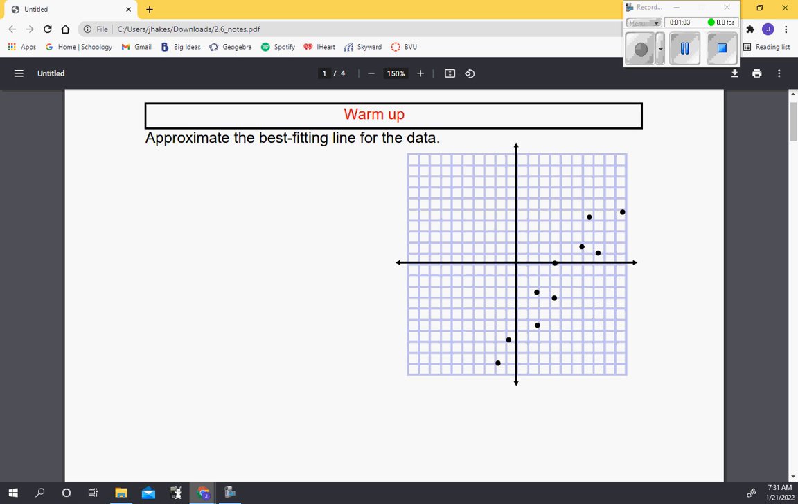All right. So this warm-up, we are approximating the best fitting line for the data. First thing you should do is try to draw a line through the middle of all those points. All right, there's my line. Now I'm going to look for 2 points on that line. Remember, on the line, not a specific point that's already graphed, but a point on my line. I see a point here that I'd like to use, and I'm going to use that point right there.